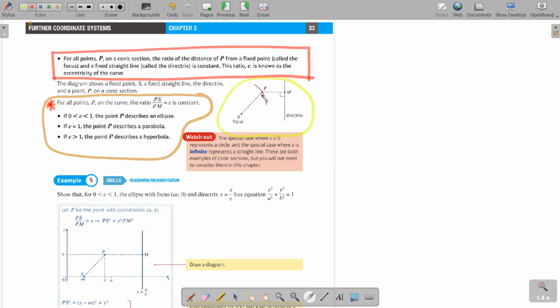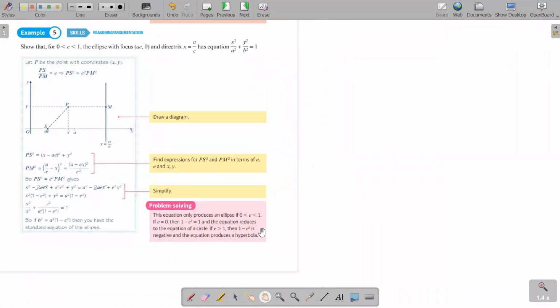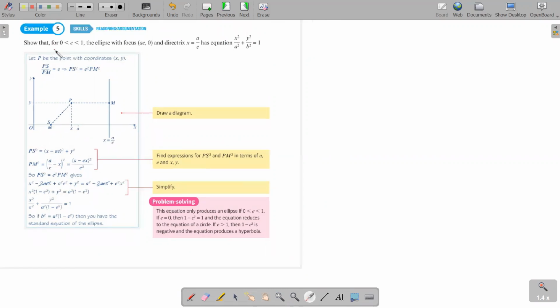That's what we discussed, and now what we are going to do is prove an important equation regarding eccentricity. We are going to prove an important relationship. Can you all write this down? Actually, this example is really important.